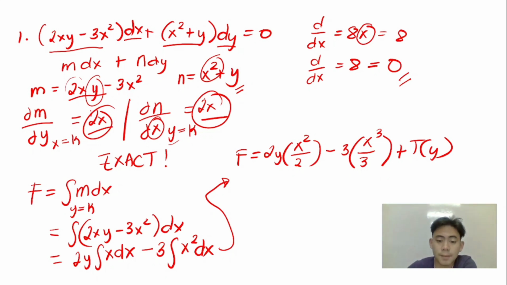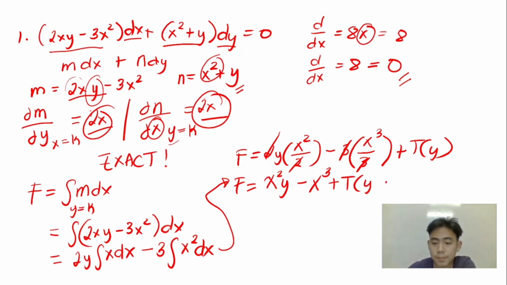Okay? So, yung sagot natin. So, f is equal to, so, cancel na to. Therefore, x squared times y minus, makakancel. So, x squared times y minus x cubed plus t of y. Okay, so bakit nga ba t of y?